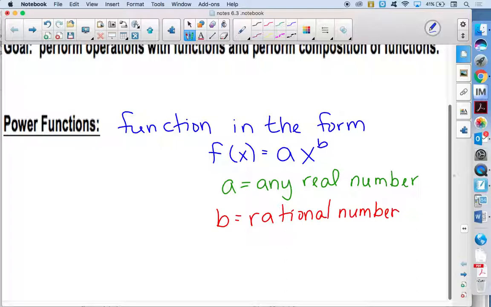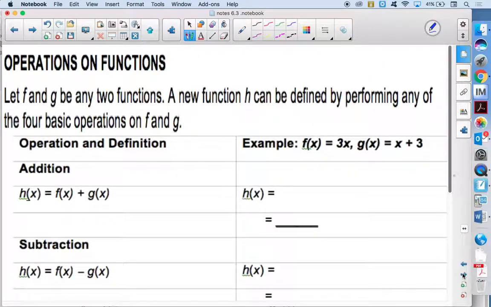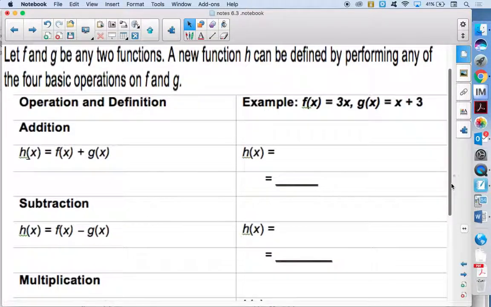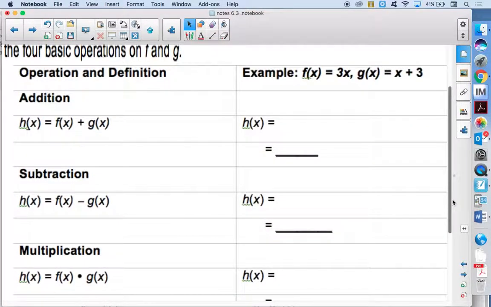So in the chart down below, there are the 4 operations that Sam just talked about. And we're going to see if we can now use functions and the operations to combine them together with one of those 4 operations to create a new function. So it says let f and g be 2 functions. A new function h can be defined by performing any of the 4 basic operations. So you have to have 2 functions in order to use the operations. Just like you have to have 2 numbers. If I want to use any of those operations, I have to be able to add 2 things, subtract 2 things. So it works the same way with functions.